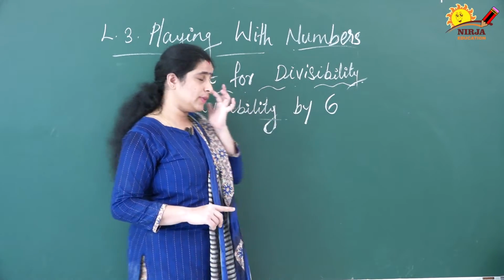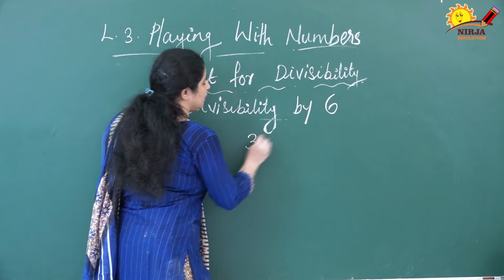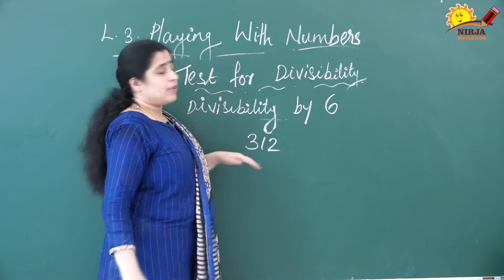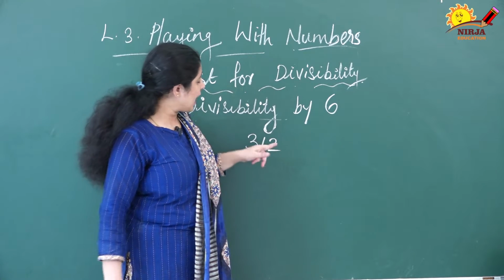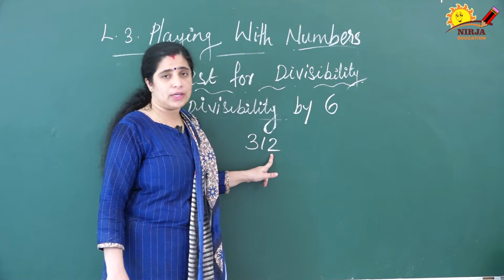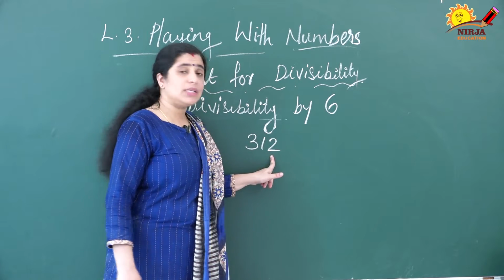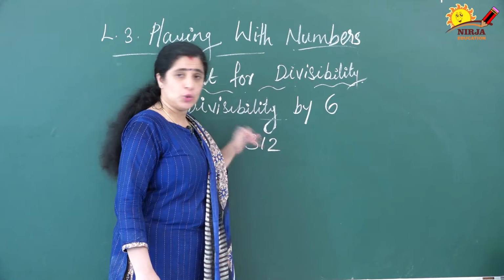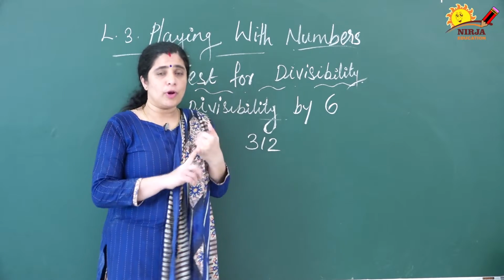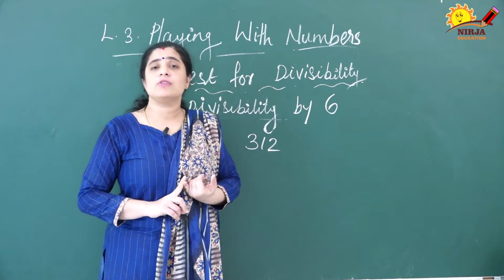We will discuss it with an example. Suppose I am taking 312. First we have to check whether this number is divisible by 2. For that we have to consider the number in the ones place. Here in the ones place there is 2, it is an even number. So this number is divisible by 2. So one problem solved.